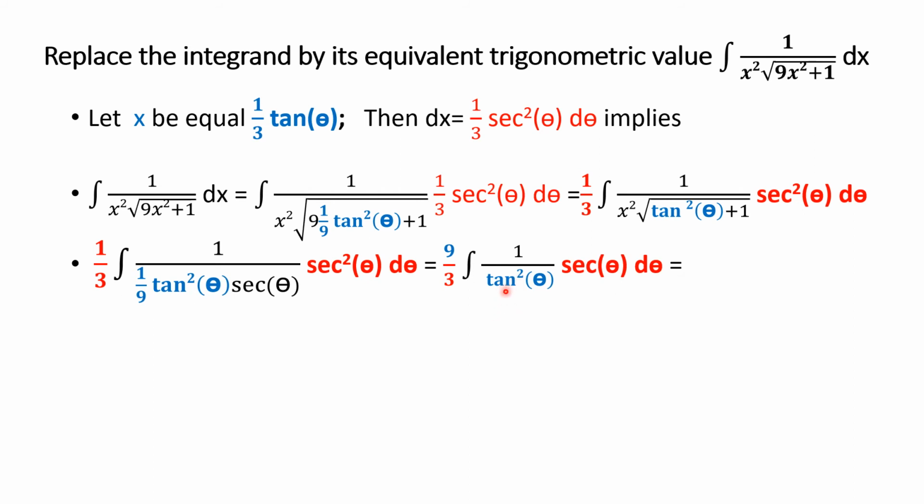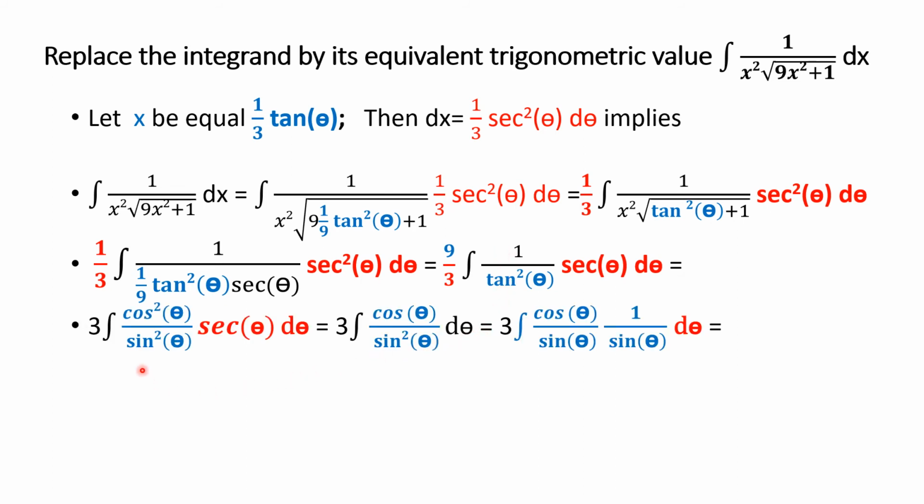We could just flip this up. Instead of 1 over tan theta square, we will put cotan theta square. And that will give us cosine square of theta divided by sine square of theta. And of course, 9 divided by 3 will give us 3. So 3 times the integral of cosine square theta divided by sine square theta multiplied by sec of theta d theta.